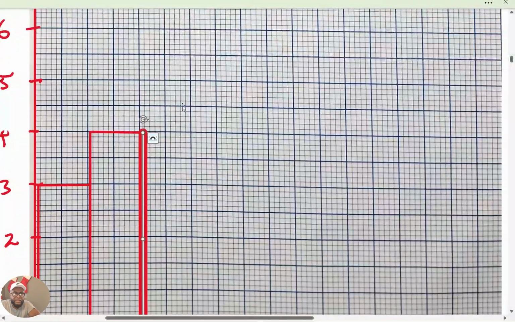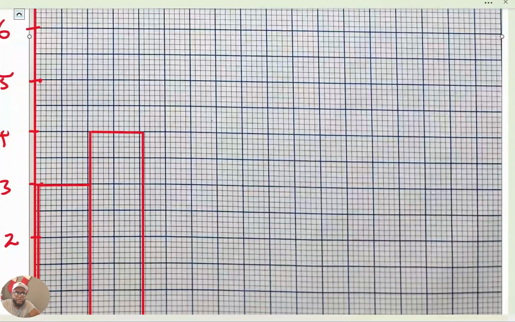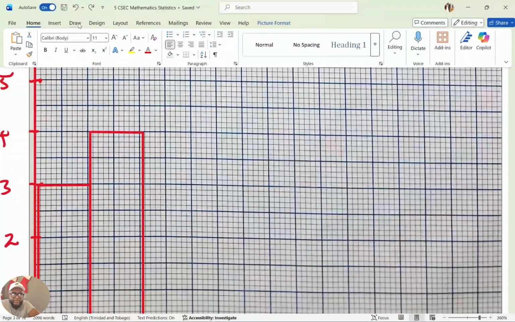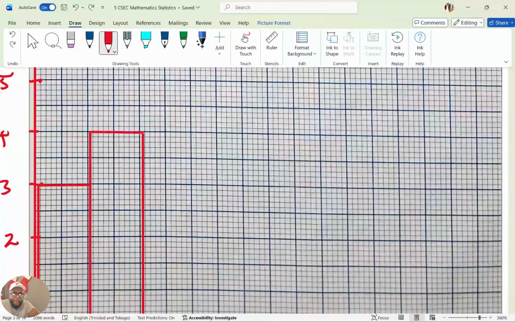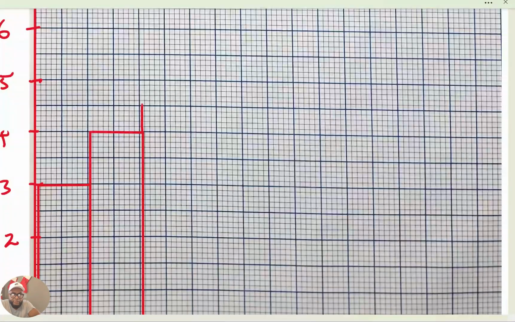Hey, anytime I touch that, it goes mad. All right, let me just leave that there. So watch, I extended it here. We're going up to 5. Boom. Then we're coming across here, bang.